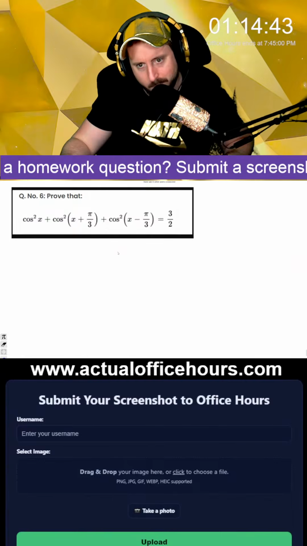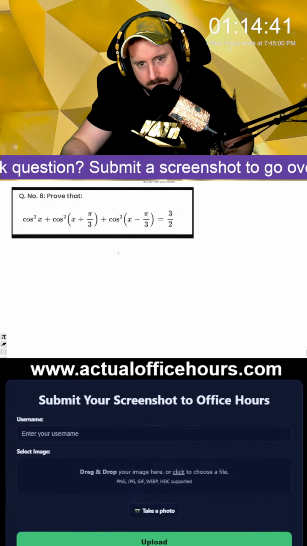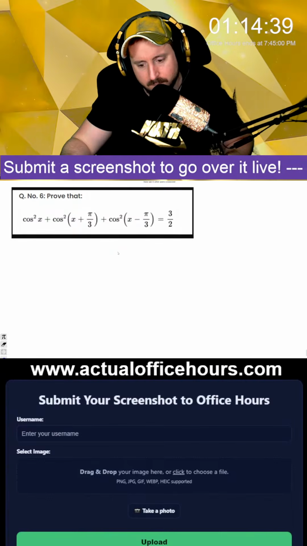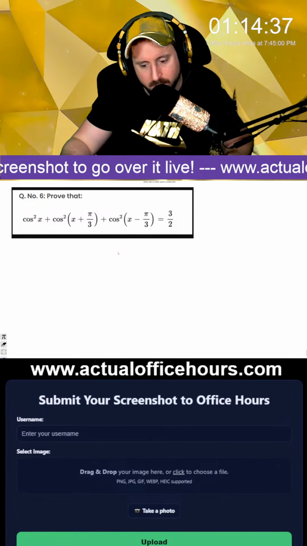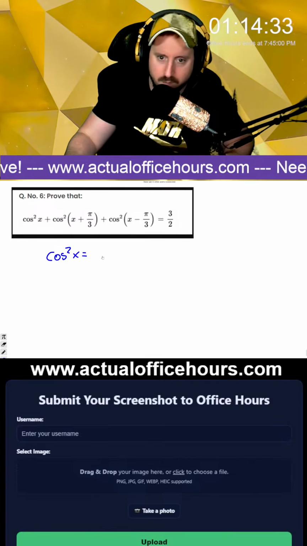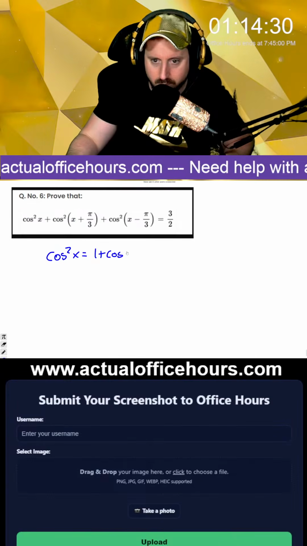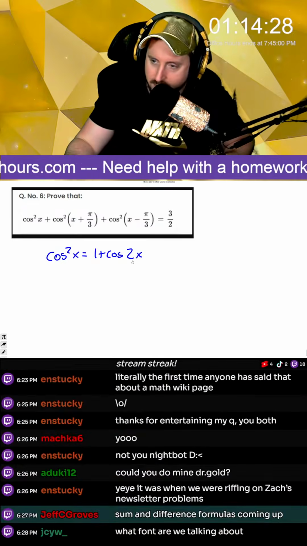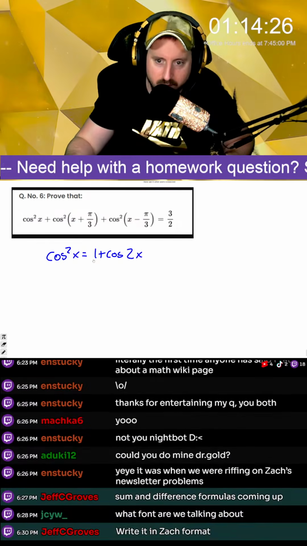Okay. So we're gonna just replace all of the squared cosines with the double angle identity. So cosine squared of t is gonna be 1 plus cosine of 2x, all over 2. And this is all over 2.